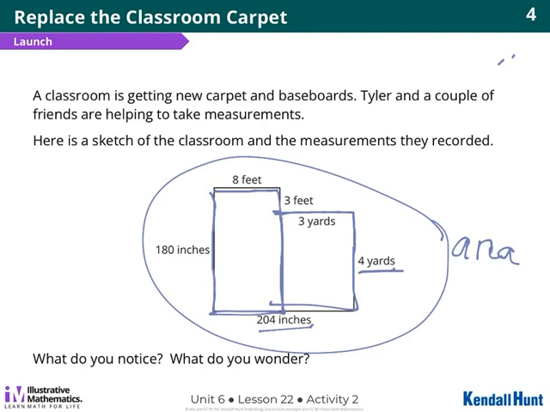Okay, perimeter, we add the lengths. Area, you multiply length times width. Okay. Let's go get out your cool down. When you're done with your cool down, you're going to put it on my desk.